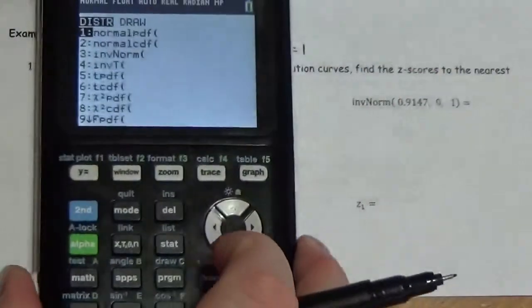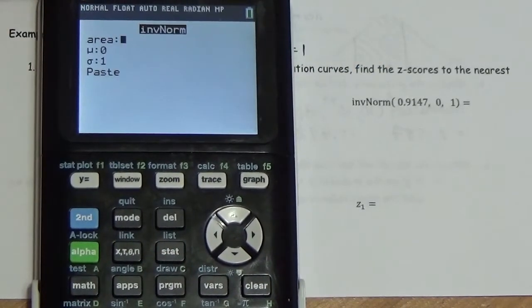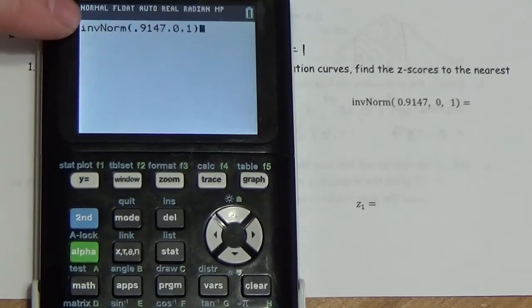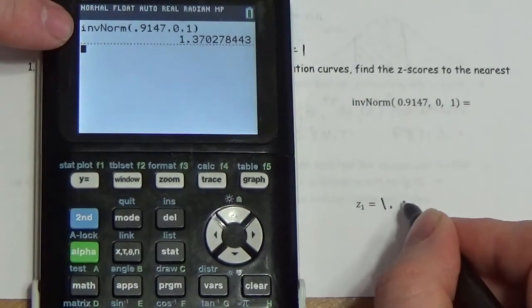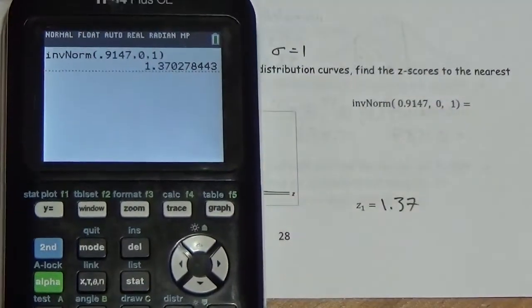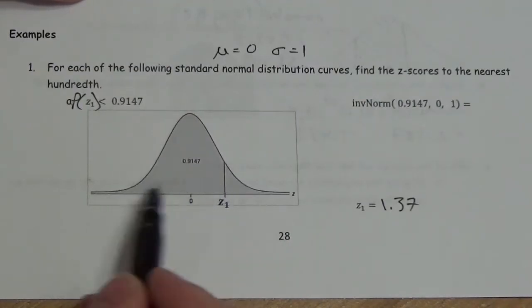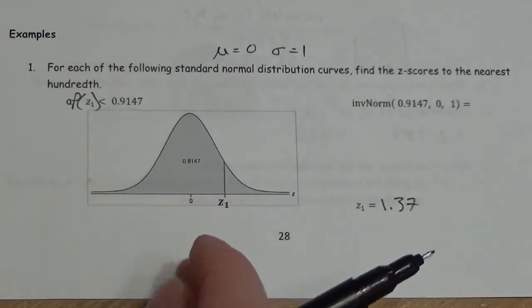If you know that's true, then what we do is we go to our inverse norm and we type in 0.9147. That is the area to the left of that Z-score. The mean is 0, the standard deviation is 1. That's what it should look like. And so that particular Z-score is going to be, to the nearest hundredth, 1.37. So this Z-score right here is 1.37. The probability that a Z-score is to the left of that is 0.9147.